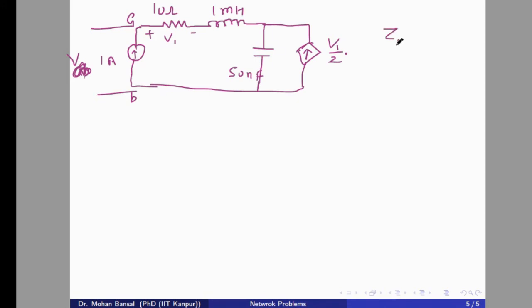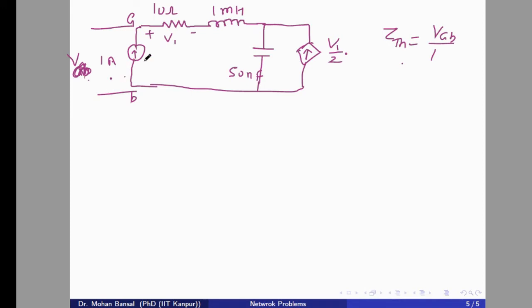Then ZTH will be nothing but VAB divided by 1. If you are considering 10 ampere current source, then in such case ZTH will be VAB divided by 10. If you are considering 20 ampere current source, then ZTH will be VAB divided by 20. So we have considered 1 ampere current source across the terminal. Now we will find out the voltage across this current source. Then this value of the voltage will be nothing but the ZTH.